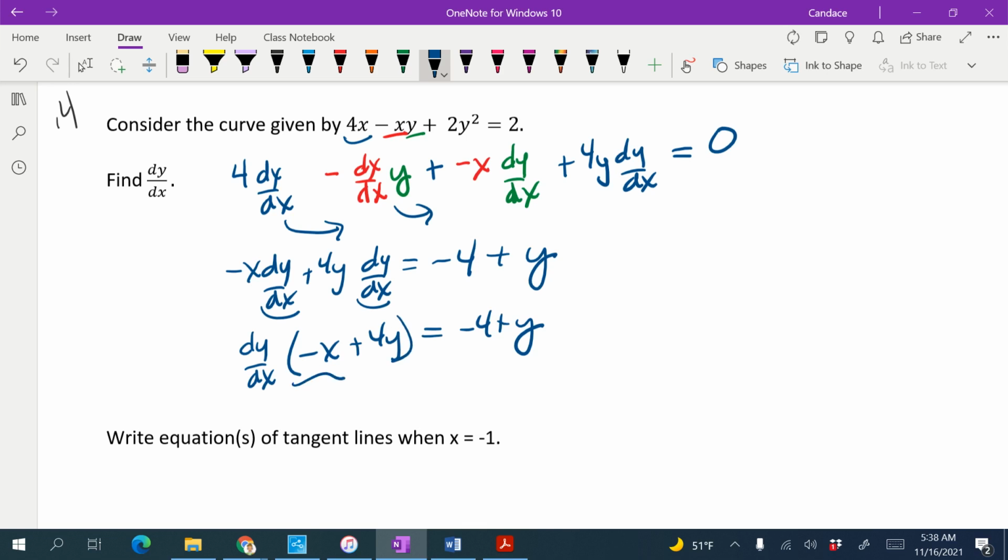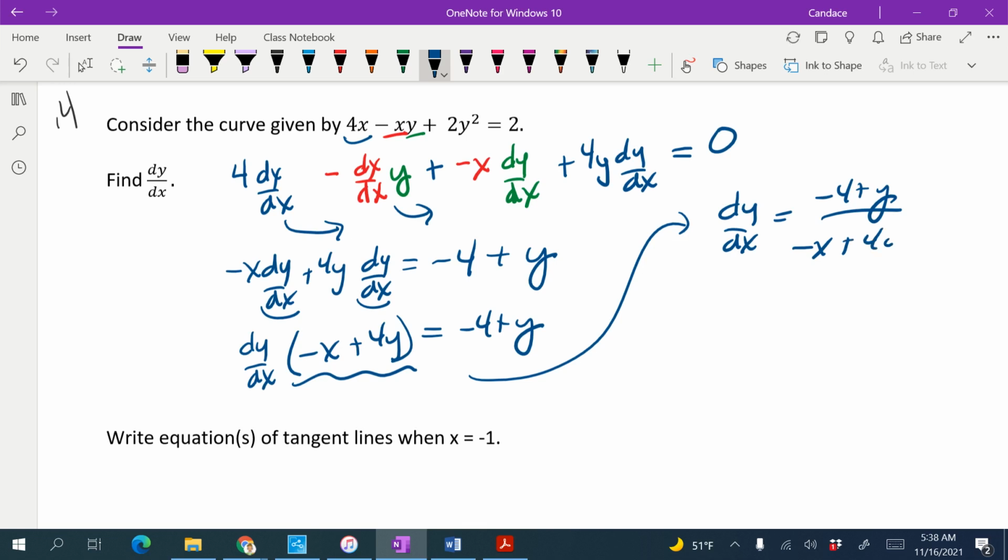And then we're going to divide by this here. So dy/dx equals negative 4 plus y over negative x plus 4y.